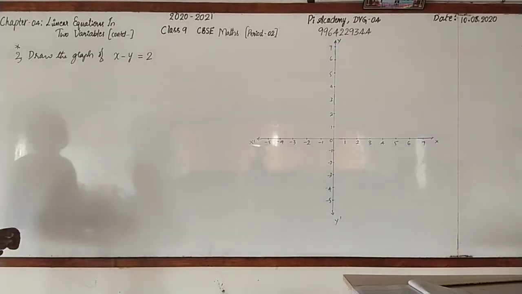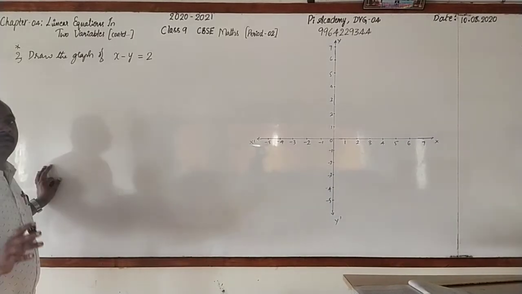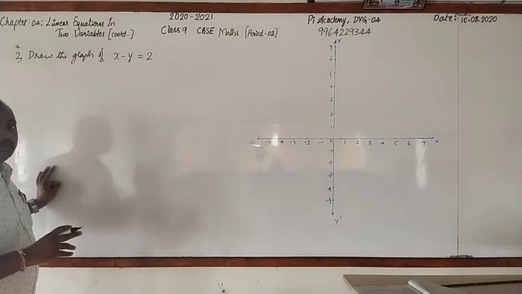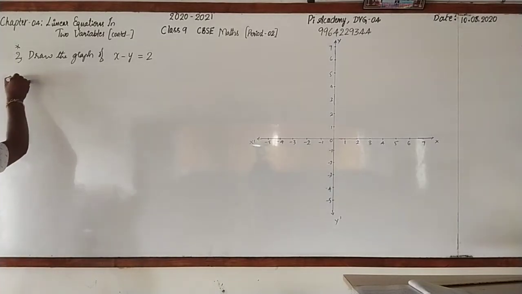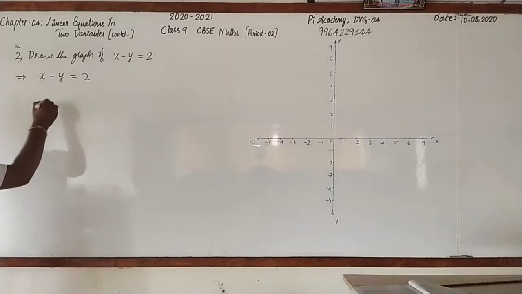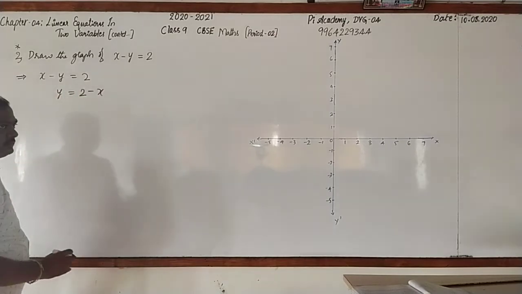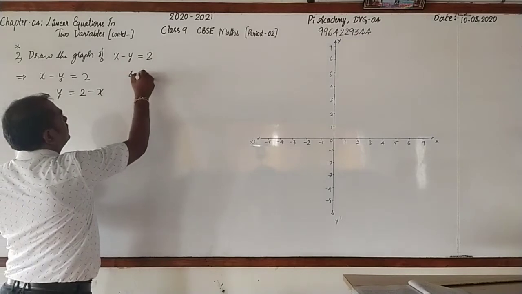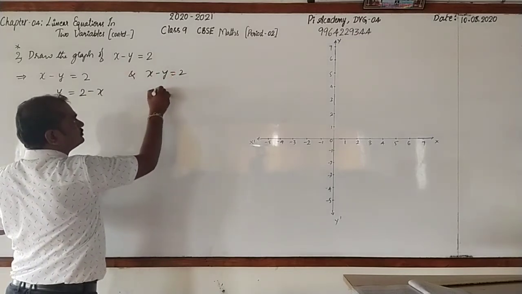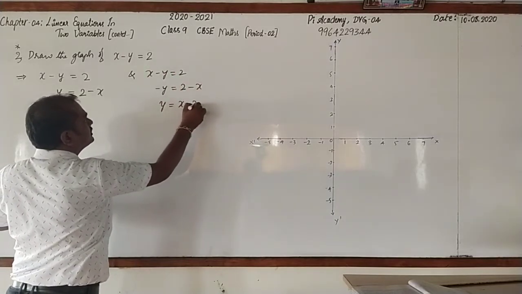Do one thing. The very first step, we will go for solving y. Pause the video and go for solving y. I hope that you have solved y. Now you check that. I am going to write the given equation x minus y equal to 2. Then we want y. Y is equal to 2 minus x. Another one. X minus y equal to 2. Then minus y equal to 2 minus x. Then y equal to x minus 2.